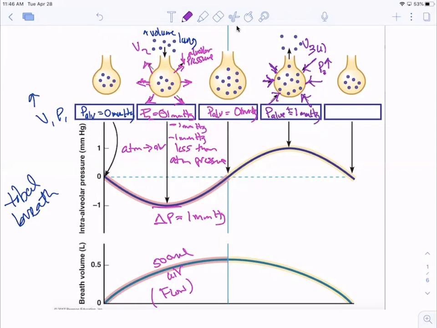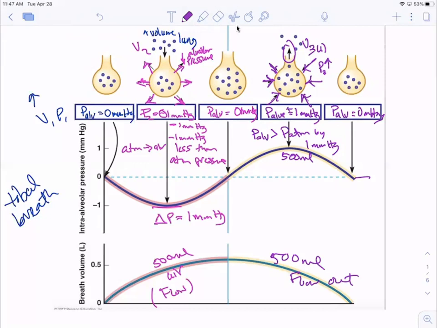And that creates a pressure gradient, because now the alveolar pressure is greater than the pressure in the atmosphere by 1 millimeter of mercury, and that will propel the air to flow out until you're back to 0, or equilibrium, and you would start the process over, right? So you're moving again another 500 mLs out here, and that will flow out. So you're moving about 500 mLs of air into and out of your lungs with every tidal breath.